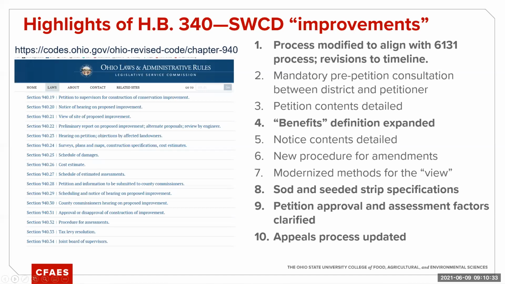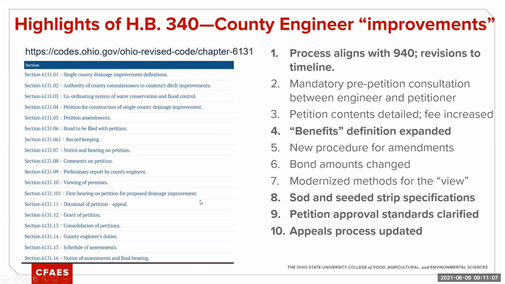And then we also changed sod and seeded strip specifications, the assessment factors, I mean, the standards for either petition approval or assessment. So those have been clarified, and we added an updated appeals process. Now, obviously I can't go through all of those, and these are just the highlights. There are many other changes, but I want to focus on the ones that I've bolded there because I think for this audience, they may be of highest interest. So that would be in the soil and water process.